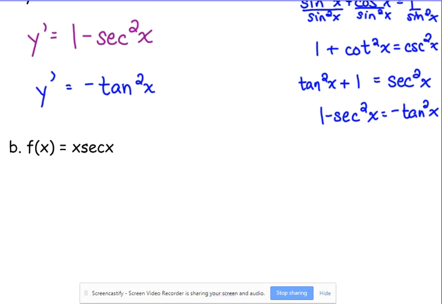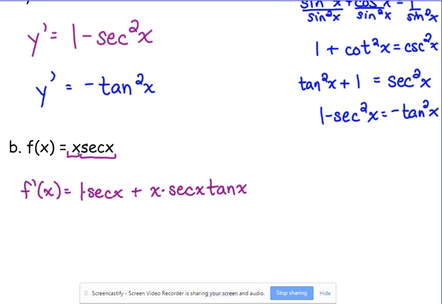Example B is a product rule. Okay, we've got x times the secant of x. So f prime of x is the derivative of the first is 1 times the second plus the first times the derivative of the second, secant x, tangent x. Now, a lot of times in the past, I've had people get lazy on me and they don't write the x's.